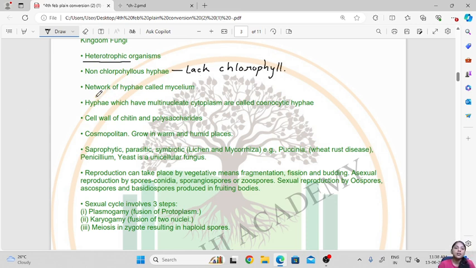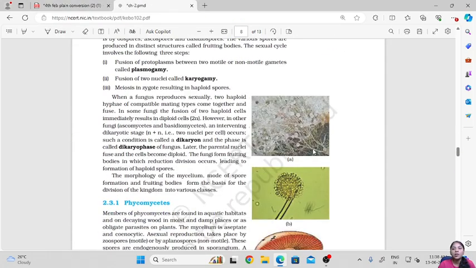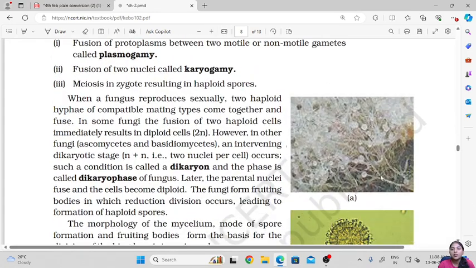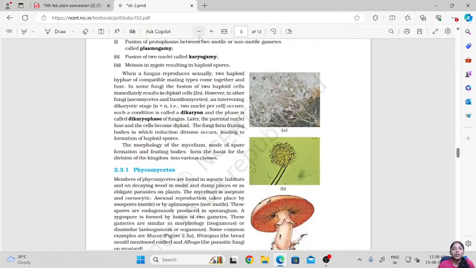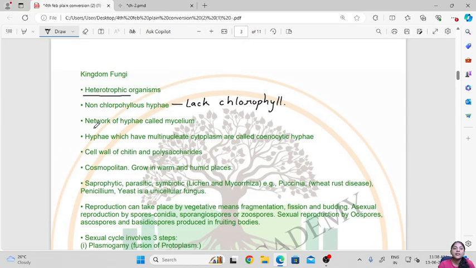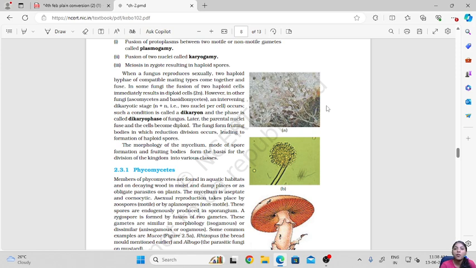Then they have a network of hyphae called a mycelium. Okay, so here in this picture we can see many thread-like structures, right? So these parts are called hyphae. So it is a network of hyphae called a mycelium. As we can see here, this is forming a network. So this network of these hyphae is called a mycelium.